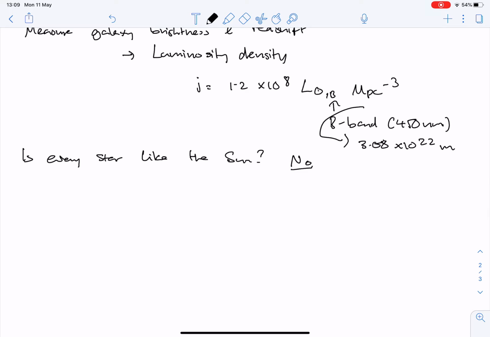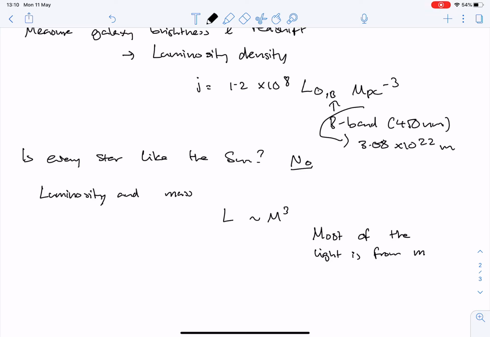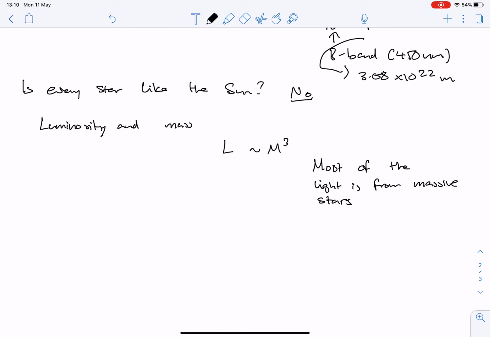There is a relationship between luminosity and mass. The luminosity of a star scales something like M cubed. So that tells us that most of the light, especially if we're looking in the blue, is from massive stars. I.e., a star that's 10 times as massive as the sun gives out not 10 times as much light, but 1,000 times as much light. So most of the light is coming from massive stars.